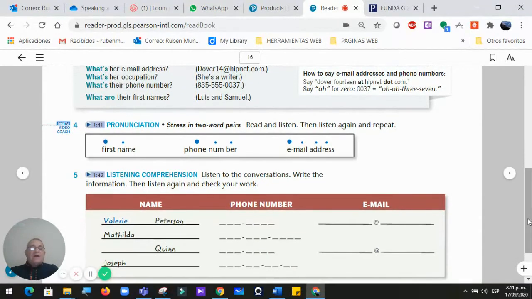Now, here we have a stress in two-word pairs. First name, phone number, email address. So no, first name, phone number, email address. So you have to say it like together. Read and listen. First name. Phone number. Email address. Now listen again and repeat.